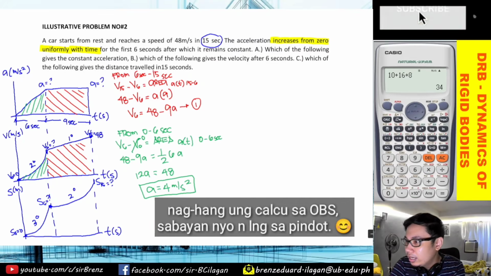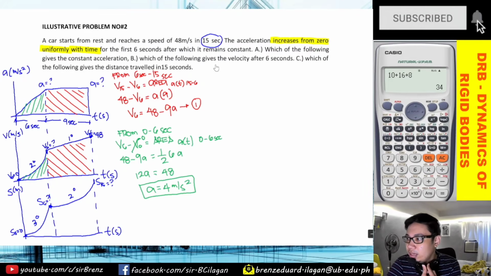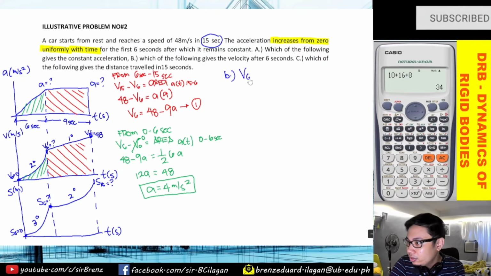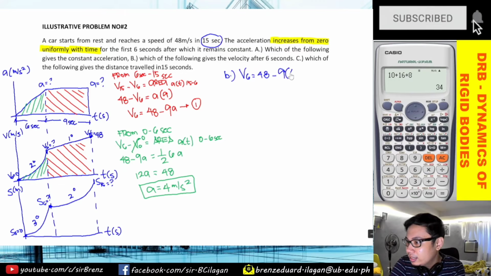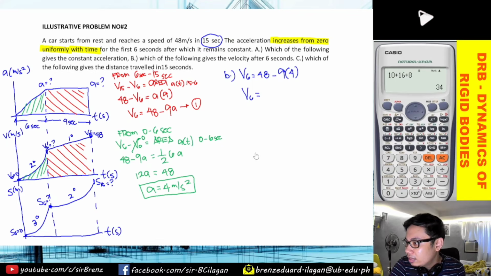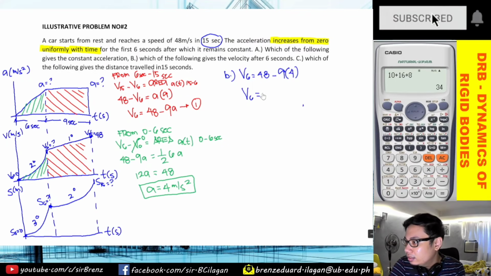Next, ano pa bang required? Which of the following gives the velocity after 6 seconds? Ayan, substitute mo lang dito sa nakuha natin. For letter B, since nakapag-drop na tayo ng equation for the velocity at 6 seconds, that is simply equals lang sa 48 minus 9 times the acceleration, which is 4. So the velocity after 6 seconds is 48 minus 9 times 4, which is 36. So that is 12 meters per second.